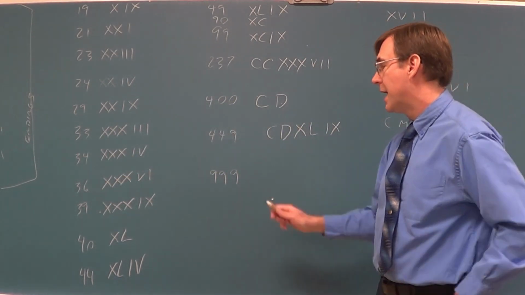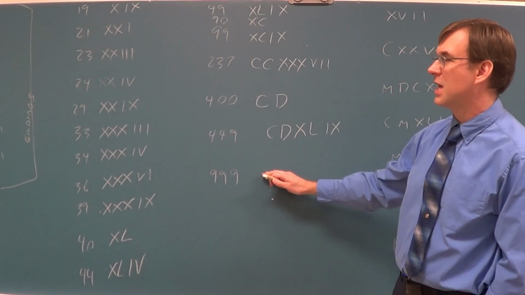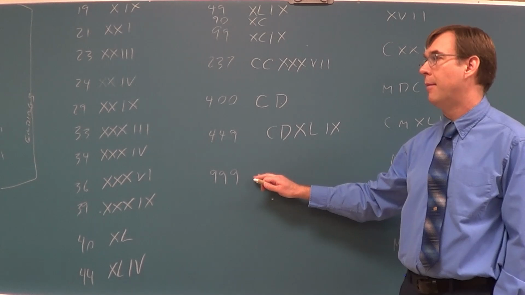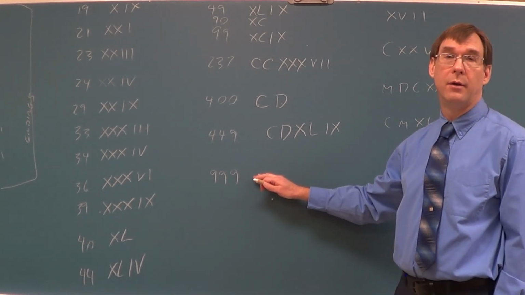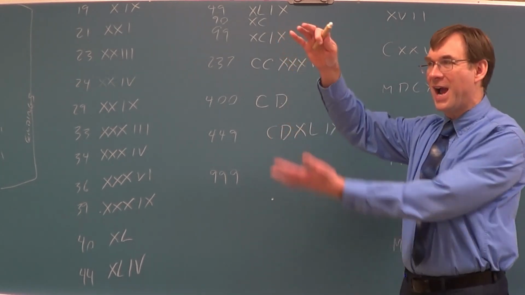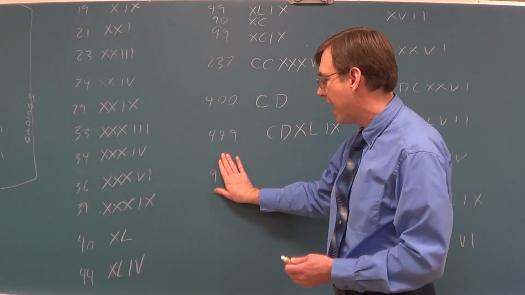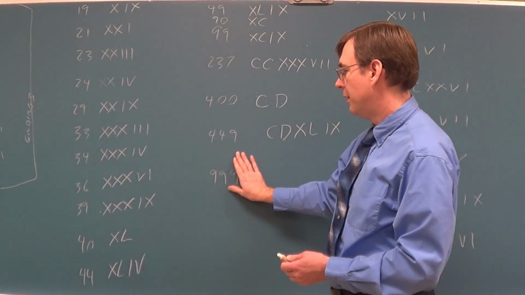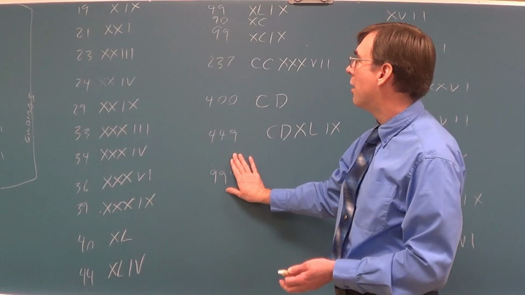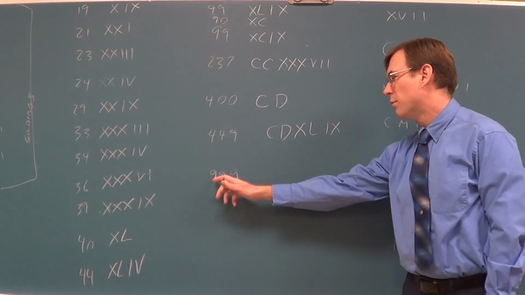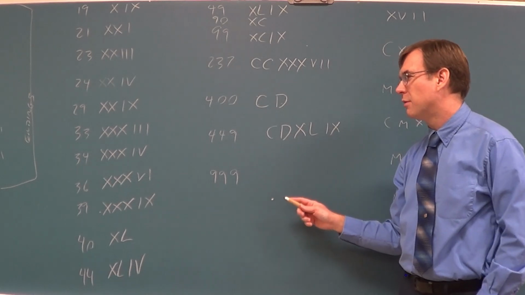To do 999, everybody always wants to say it's IM, and then they want to argue with me that they're right, and it isn't IM because you're not allowed to subtract them when they're that far away. So what we have to do is figure out how to do 900, then how to do 90, which we already did, and then how to do 9, which we already did. So the only really new thing about this is the 900 part.